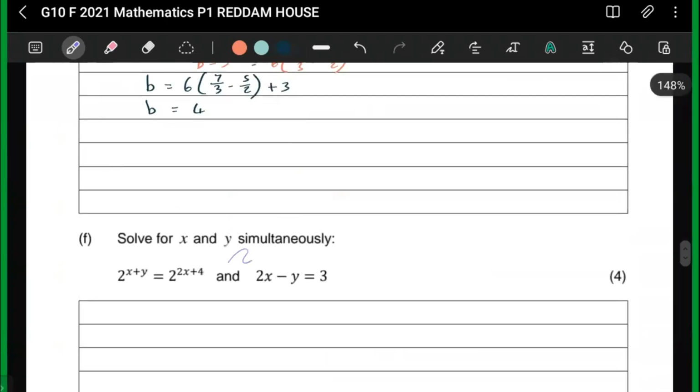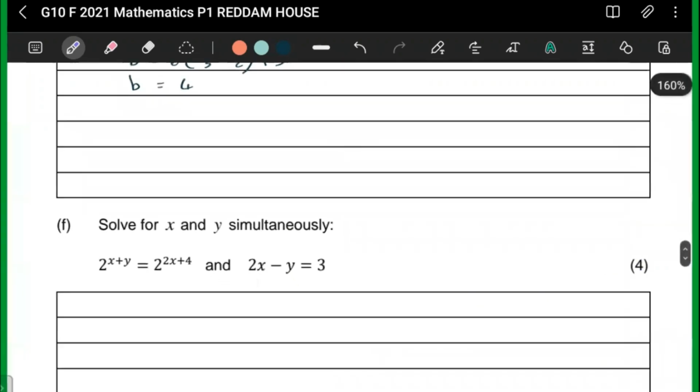It says solve for x and y simultaneously. So for 4 marks here, if you're going to solve for x and y simultaneously, you need to be careful. You need to keep in mind that you shouldn't just rush into answering these kinds of questions. If you look at it and it upsets you a little bit and it's affecting your mood, the best thing you can do is move on with the rest of the paper and then come back to the question.